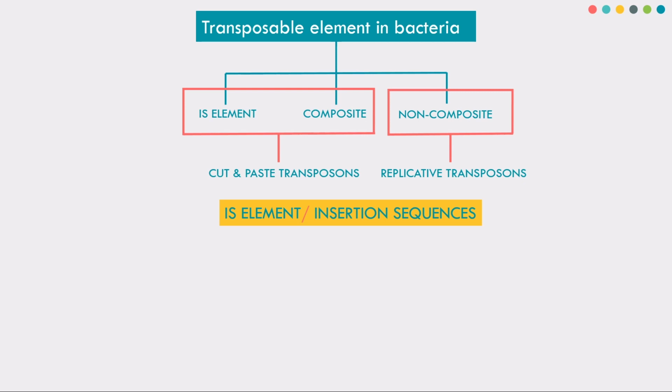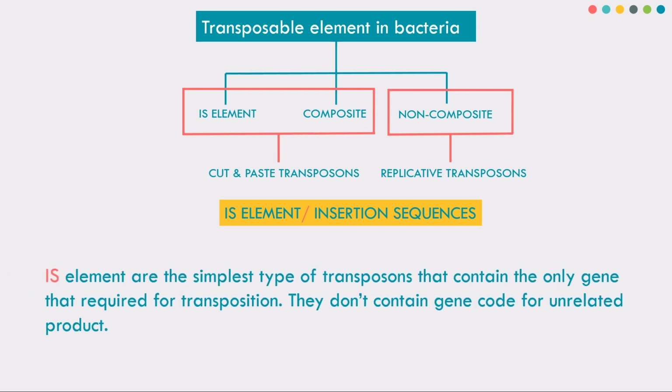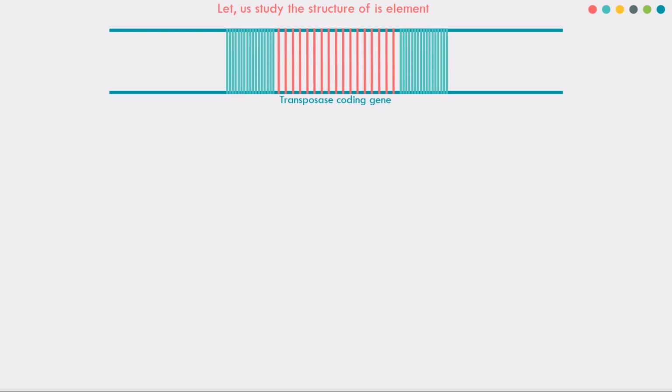Let us first study the IS elements, or insertion sequences. IS elements are the simplest type of transposons, containing only the genes required for transposition. They do not contain genes that code for unrelated products. Let us study the structure of an IS element. It includes the transposase coding gene that helps it to transpose its position.